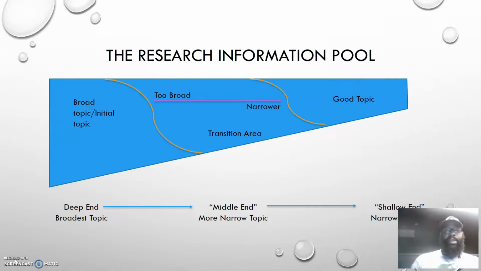The second area you'll see is our middle end, our more narrow topic, our transition area. If we go back towards the deep end, we tend to get more broad. But if we go towards the shallow end, we become narrower, which is how we can survive in our pool here. The transition area, the middle end, is the area where it's still deep, but not as deep, and it's working its way towards the shallow end. And finally, we look at the shallow end, which is what we're calling a good topic, something that we can write on.